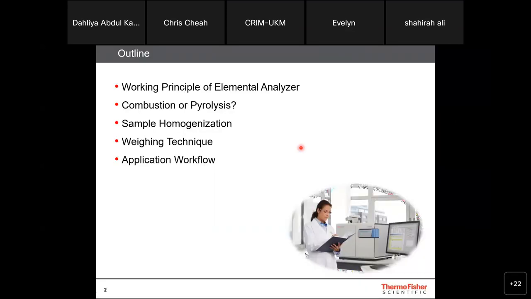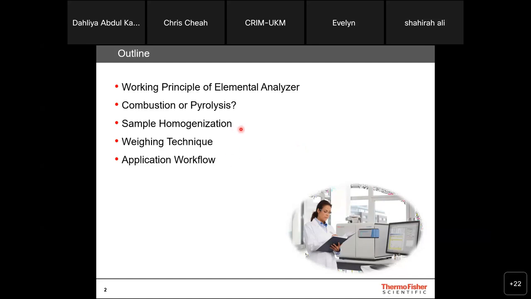Then we can start. The outline for today: I will briefly go through the working principle of what an elemental analyzer is and how we analyze the sample. There are two terminologies that I will introduce. One is combustion, meaning how we combust our sample to detect. The other method that we use is pyrolysis. These two are the common terminologies that we use for the elemental analyzer.